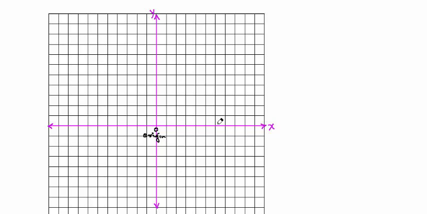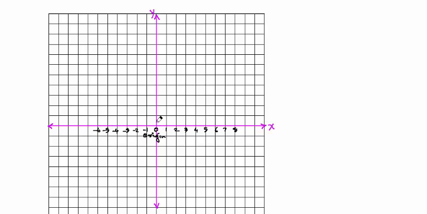On the x-axis, we have all the positive numbers to the right of 0 or to the right of origin. So we have 1, 2, 3, 4, 5, 6, 7, 8 and so on. And to the left of 0, we have all the negatives, negative 1, negative 2, negative 3, negative 4, negative 5 and so on.